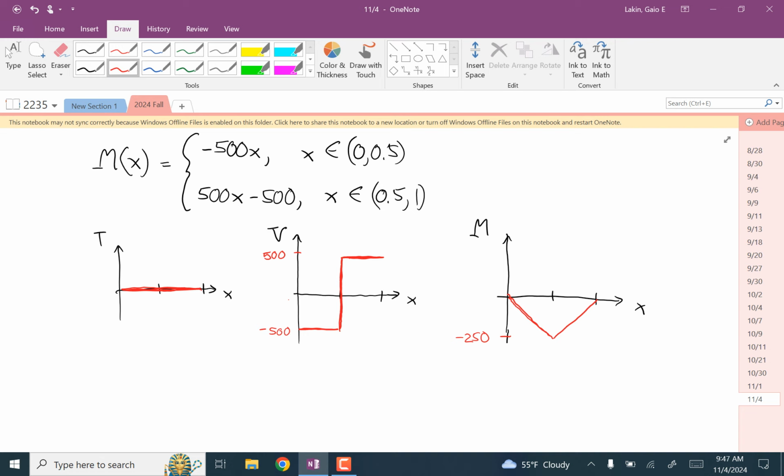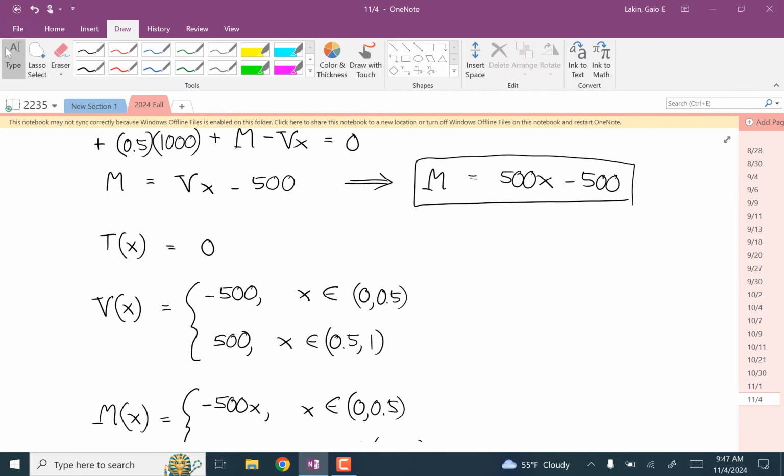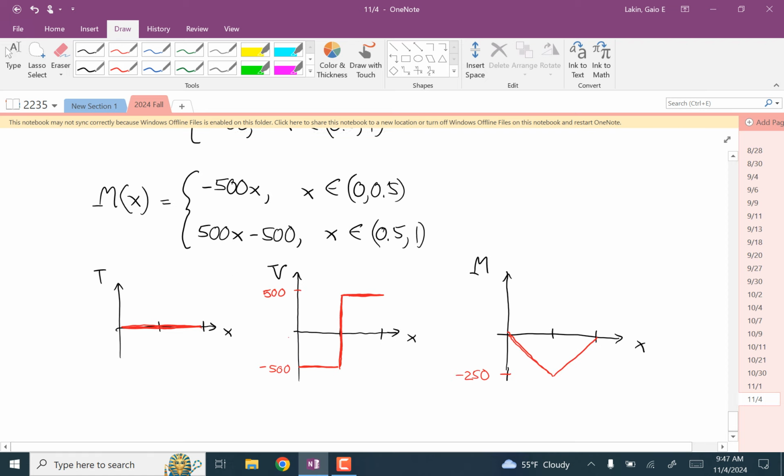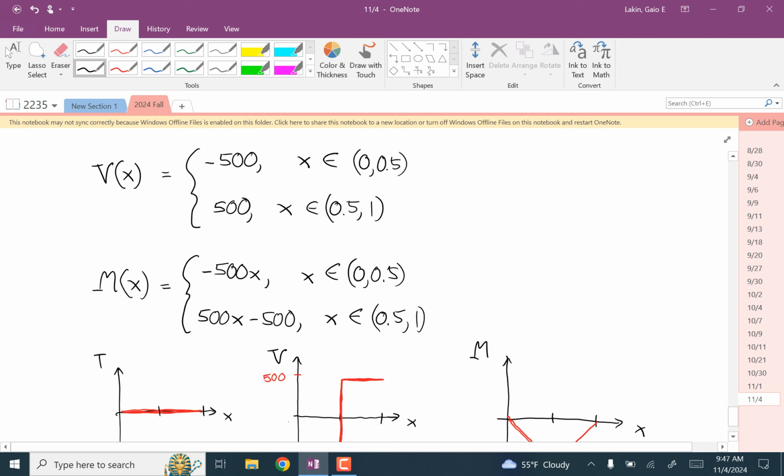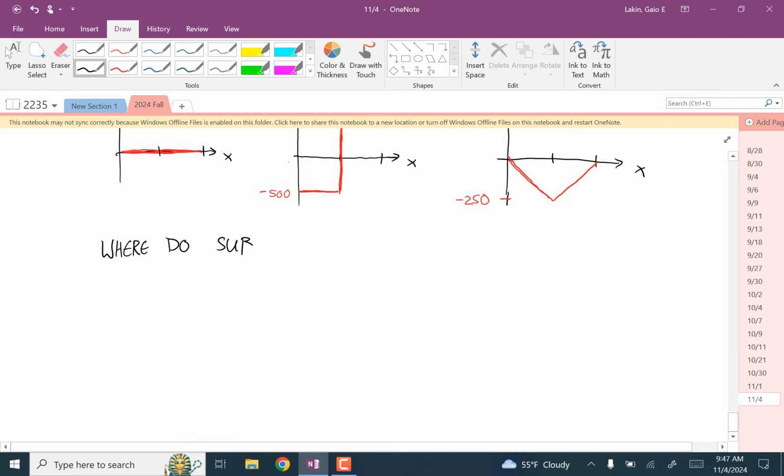Okay. So notice that we did this with 2 free body diagrams. Where do you have to switch your free body diagrams? What these are called is subfunctions. I don't know if you remember that, but these 2 different functions in the piecewise function are called subfunctions. Where do the subfunctions change?